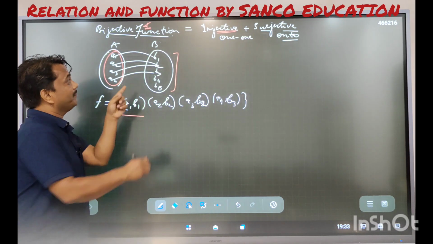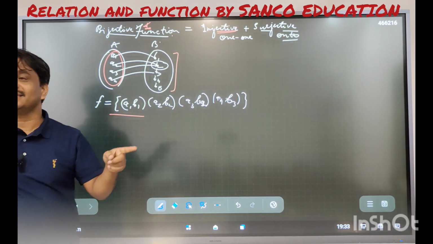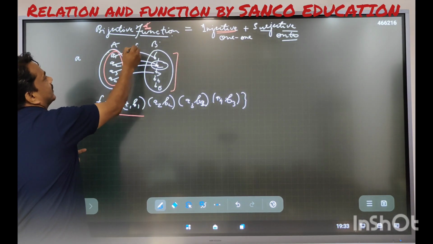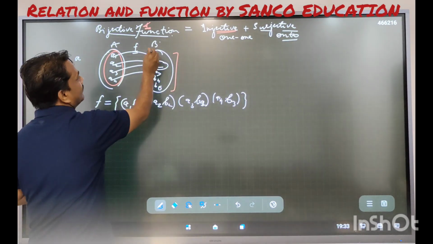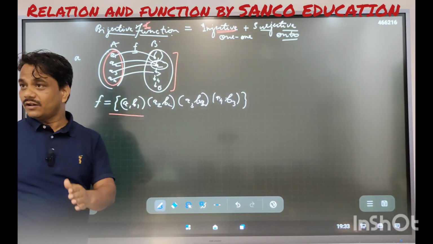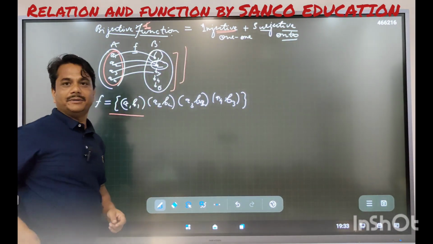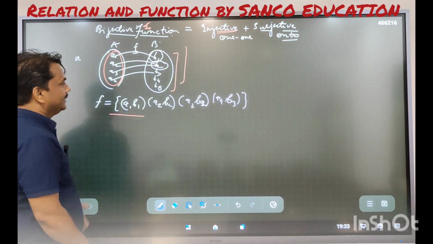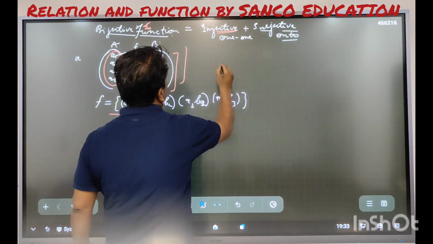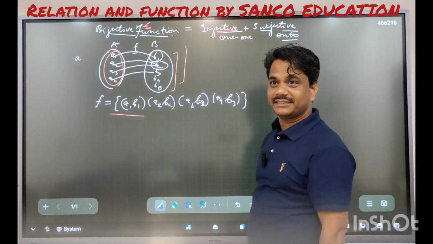But a single member of B can be associated with two or more. So this A is called the domain of the function, and B1, the element of B, is called the image. The collection of all images is called the range, and the set B is called the codomain. So this is a function. Now let's come to the syllabus: injective and bijective. Which function is said to be injective?